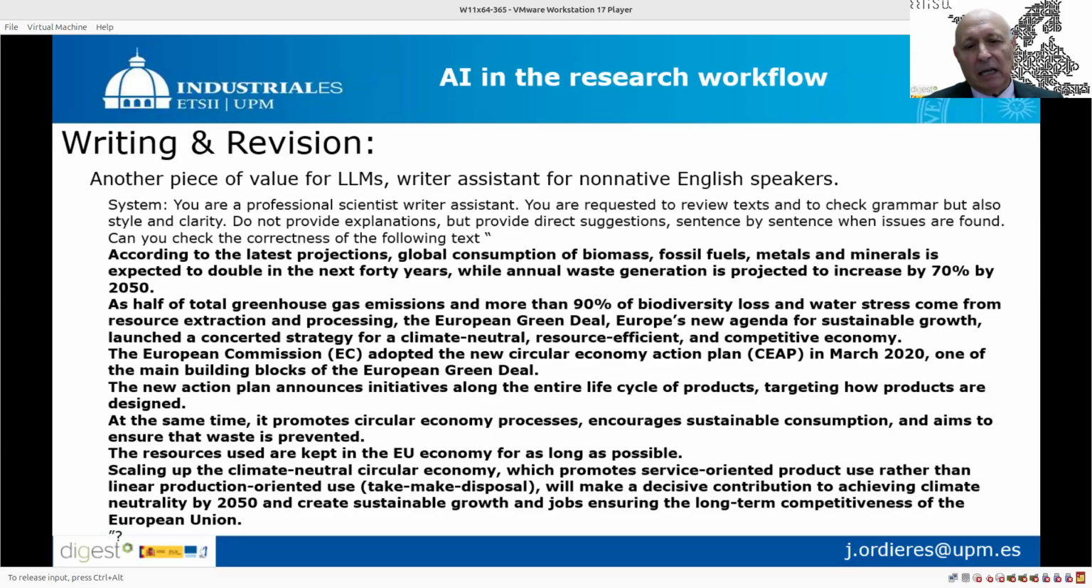To do that, I just prepared a very simple example, which is a prompt telling the system that you are a professional scientific writing assistant. You are requested to review text and to check grammar, but also style and clarity. Do not provide explanations, but provide direct suggestions, sentence by sentence, when issues are found. Can you check the correctness of the following text? And then I provide the text I want to improve.